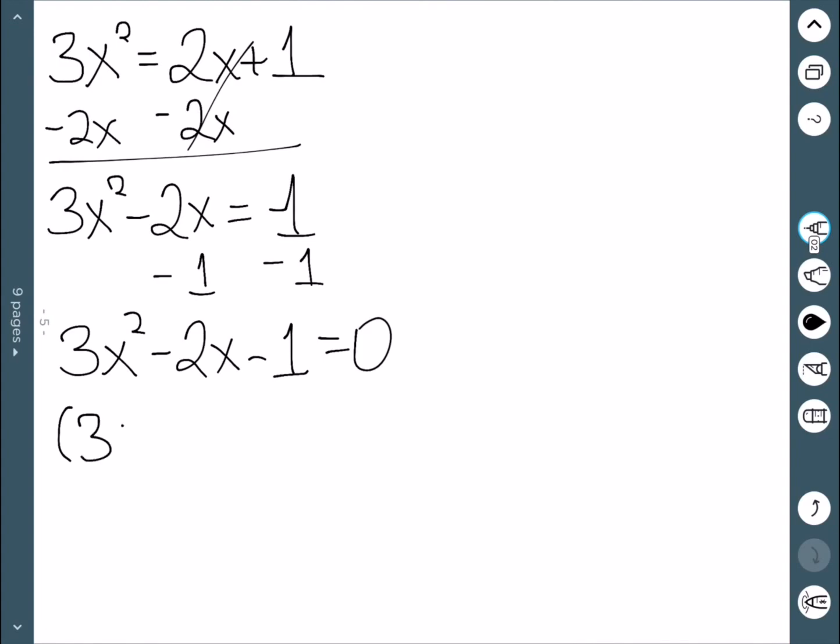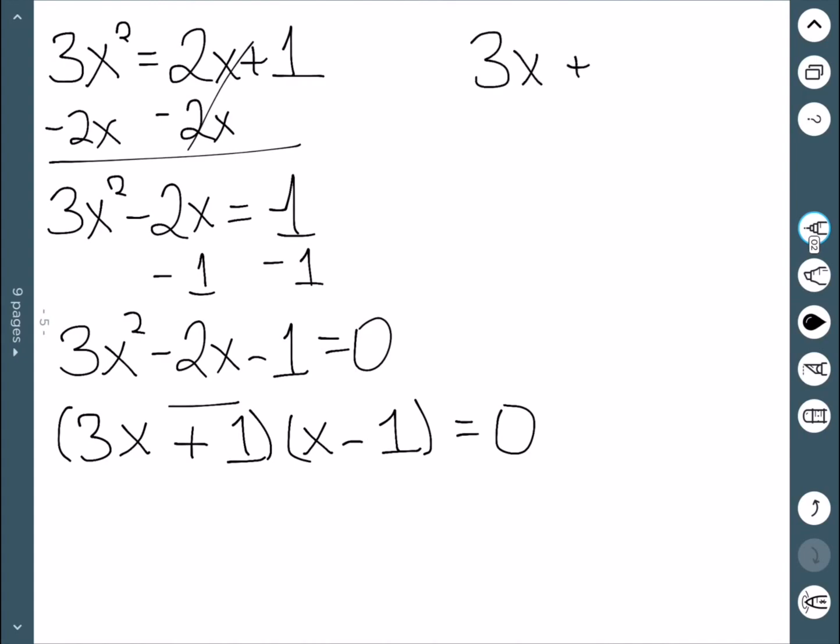The only two numbers that multiply to be 3 are 3 and 1, so that tells us what these first two terms should be. The only thing that multiplies to be 1 would be 1 and 1. And then we just have to watch our signs. And we'll actually have 3x plus 1 and x minus 1. We can double check this by checking our outer product, which would be negative 3x, and our inner product, which is x, and negative 3x plus x does give us the negative 2x that we needed.